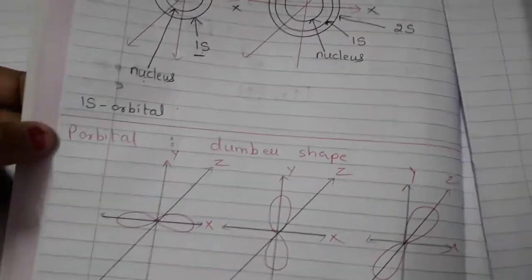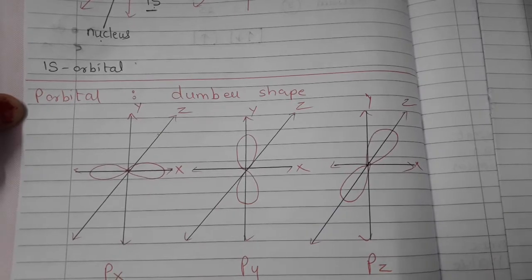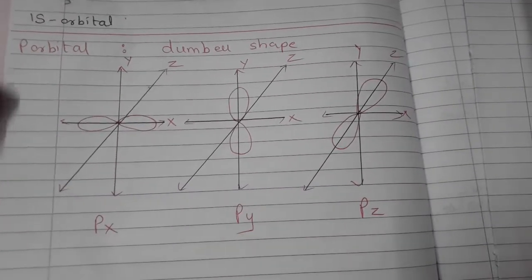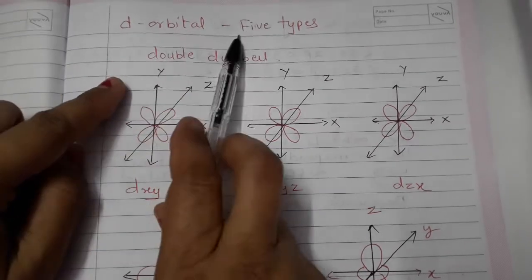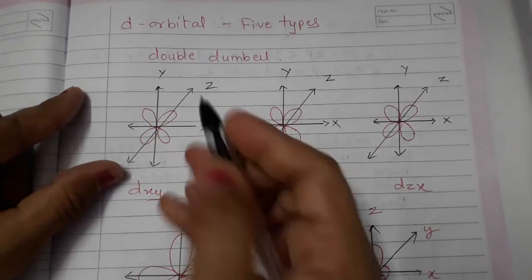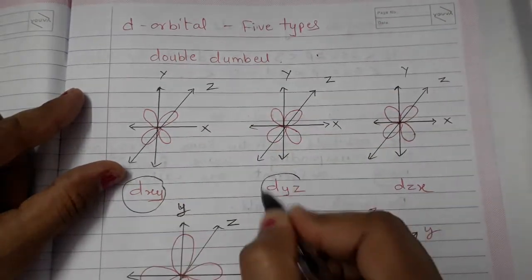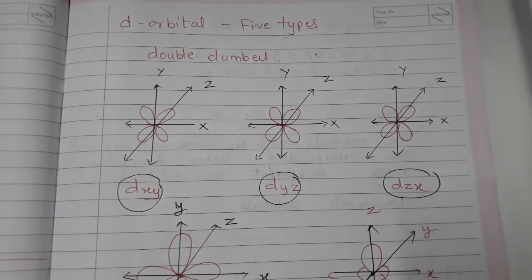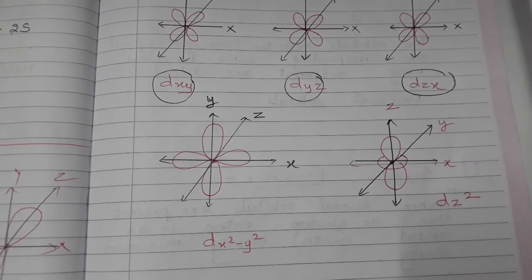As I have already explained, p orbital is of dumbbell shape. So we have px, we have py, and we have pz. As already explained, d orbital is of 5 types: dxy, dyz, and dzx. They are present in between the Cartesian axis. These 3 are present in between the Cartesian axis, and the remaining 2 are present on the Cartesian axis.